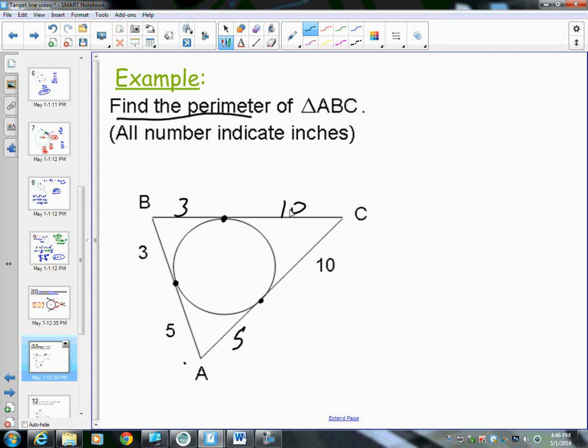Now we can add these up. 10 plus 10 plus 5 plus 5 plus 3 plus 3. 10, 20, 25, 30, 33, 36. So my perimeter is 36. Again, just add up all the sides. It does say that all numbers indicate inches, so this would be in inches.